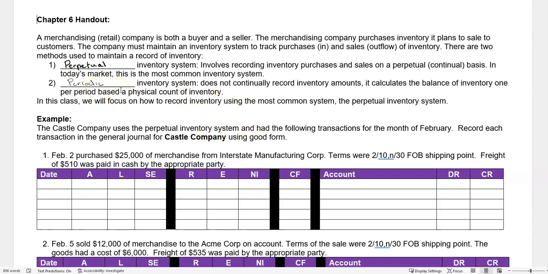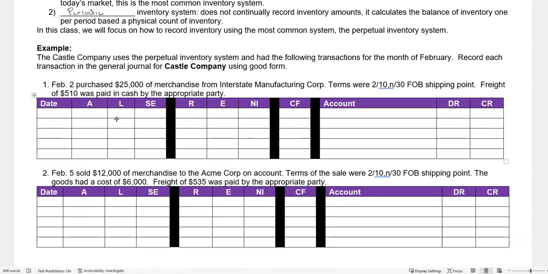So what they would do is they would go in and periodically count the inventory, and that would tell them how much was on hand and how much to reorder. So periodic used to be the system of records. It is still used today, but it's not as common. As such, we're going to focus in on the perpetual inventory system. We recognize the inventory and the cost of goods sold as we buy and sell our merchandise. That is more common today than it used to be. So that's the focus of this video.